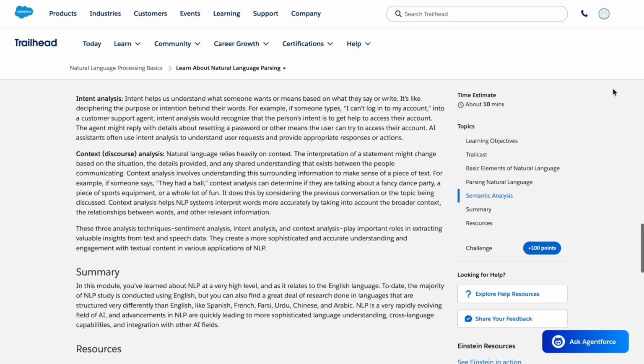Intent analysis. Intent helps us understand what someone wants or means based on what they say or write. It's like deciphering the purpose or intention behind their words. For example, if someone types, "I can't log into my account" into a customer support agent, intent analysis would recognize that the person's intent is to get help to access their account. The agent might reply with details about resetting a password or other means the user can try to access their account. AI assistants often use intent analysis to understand user requests and provide appropriate responses or actions.